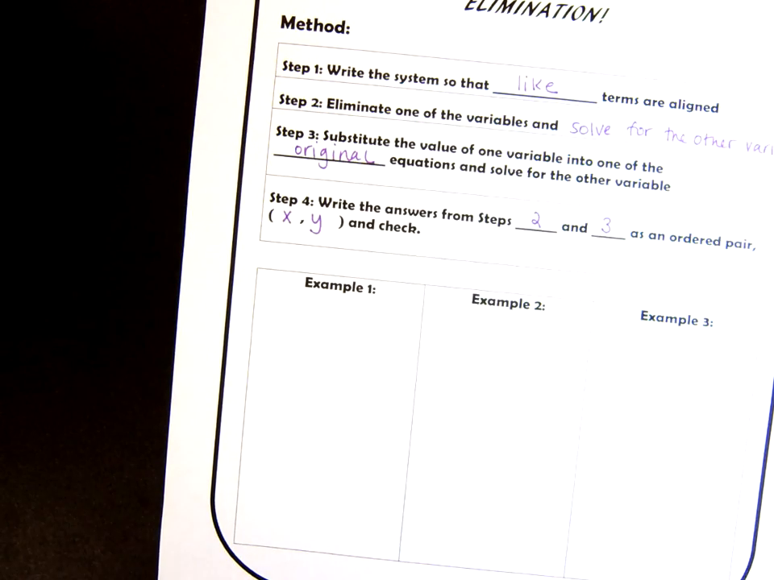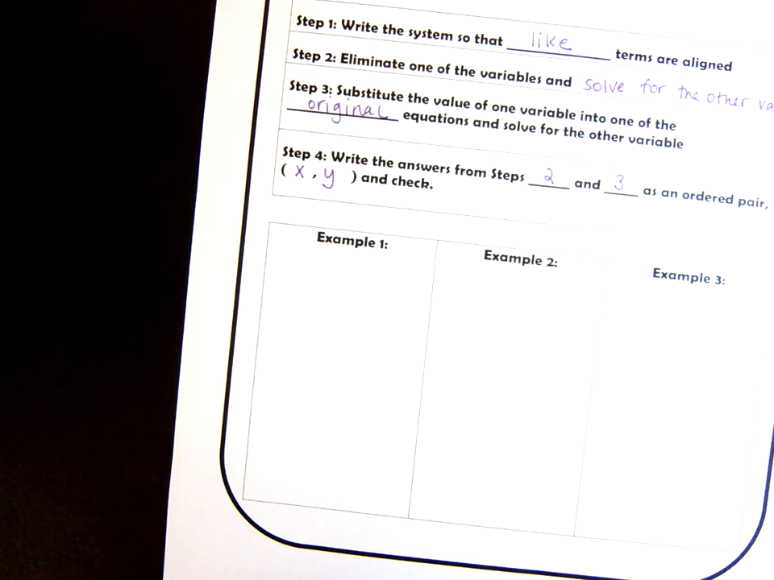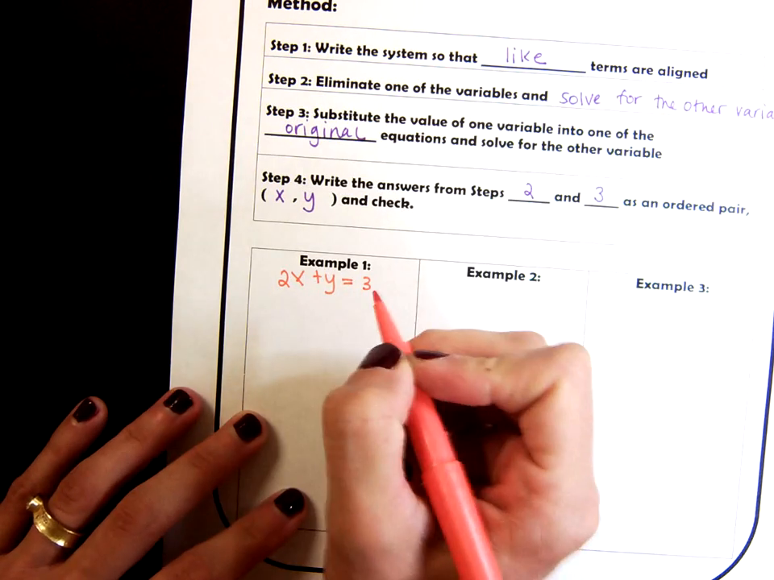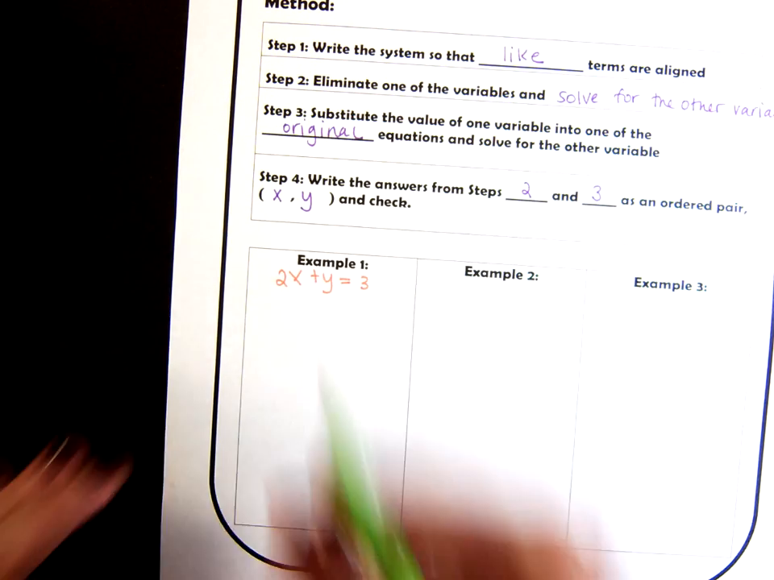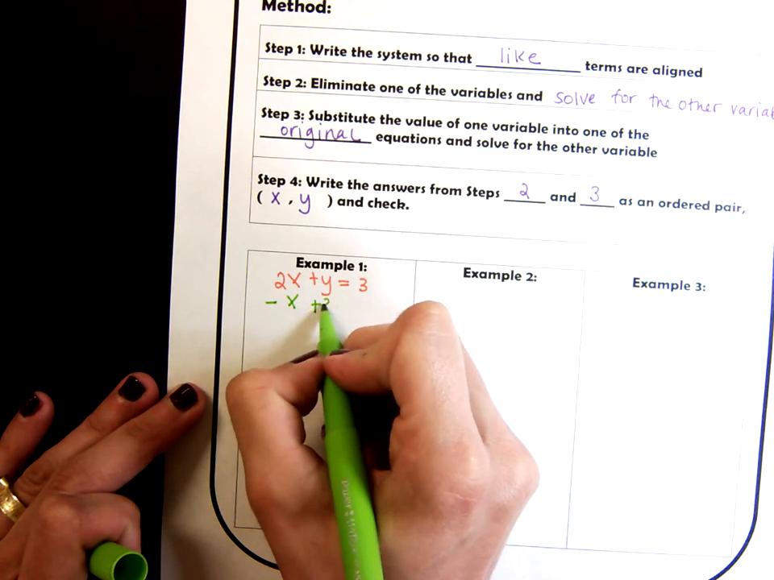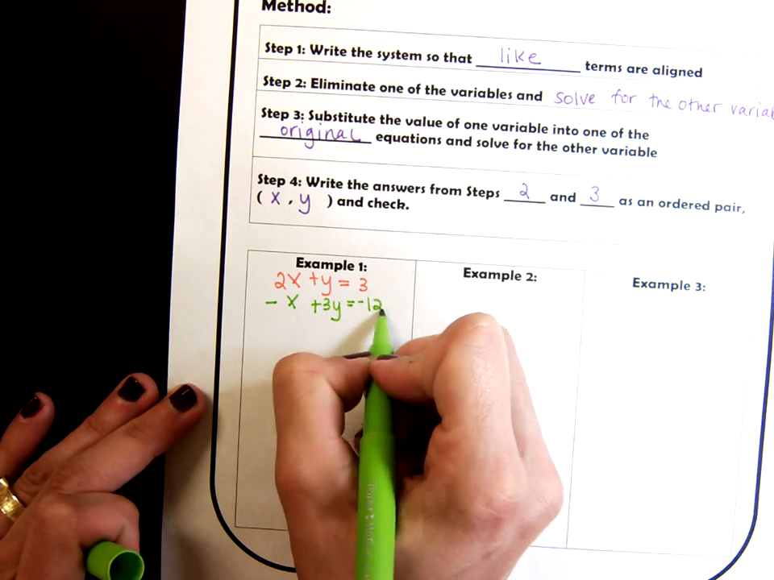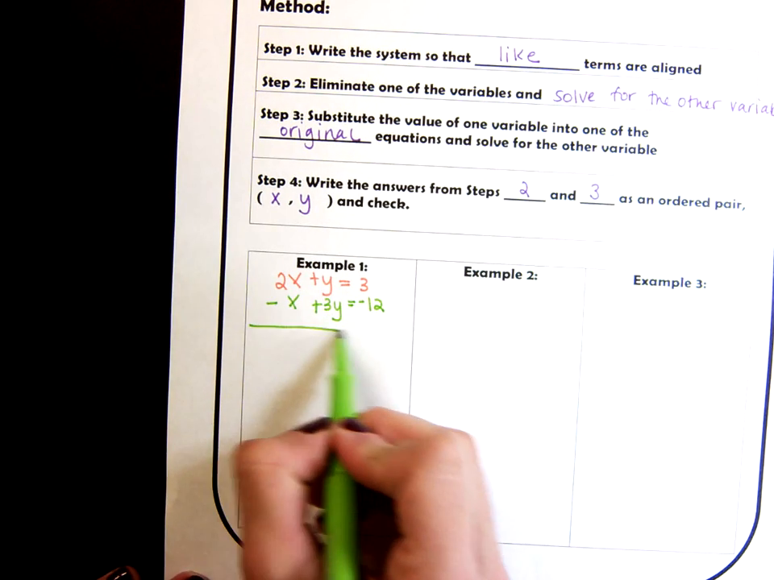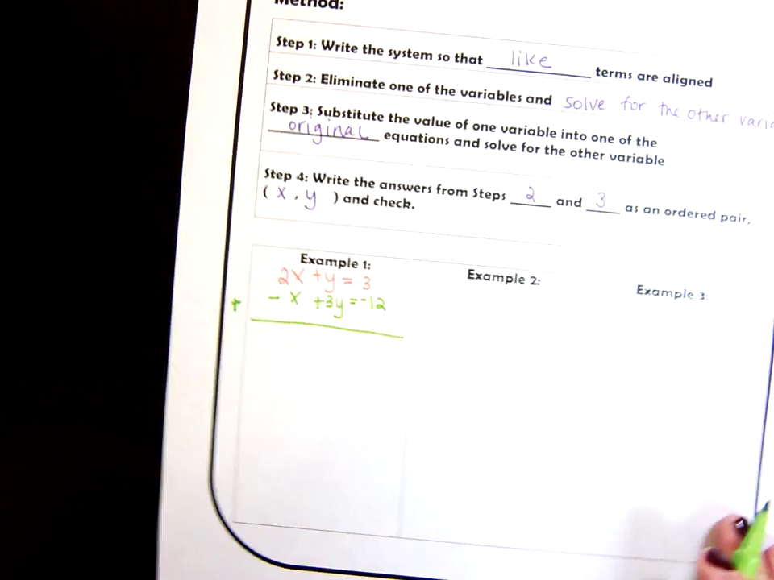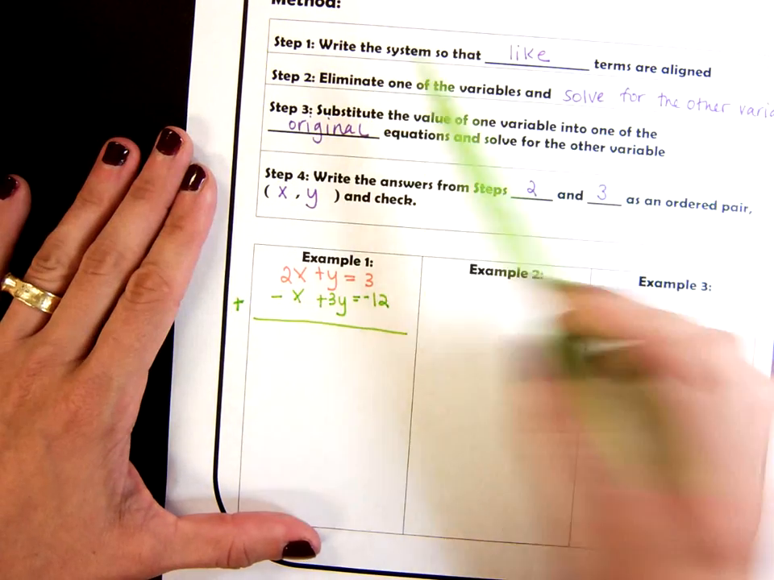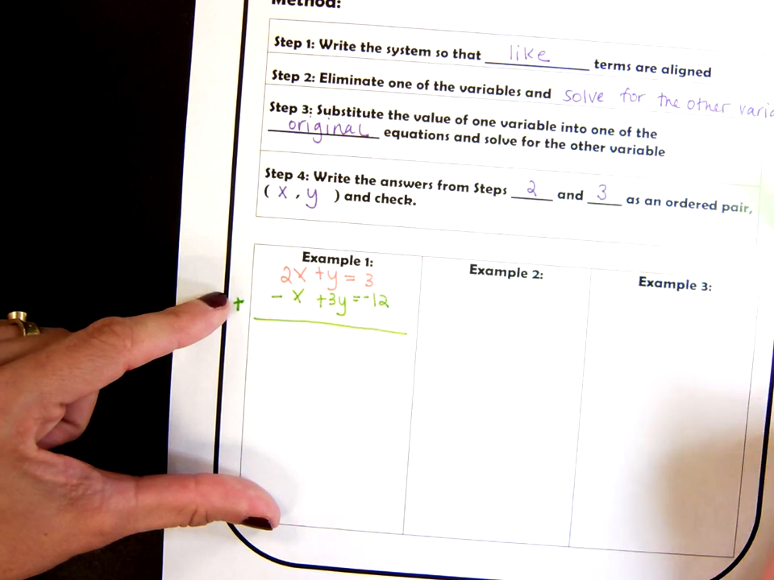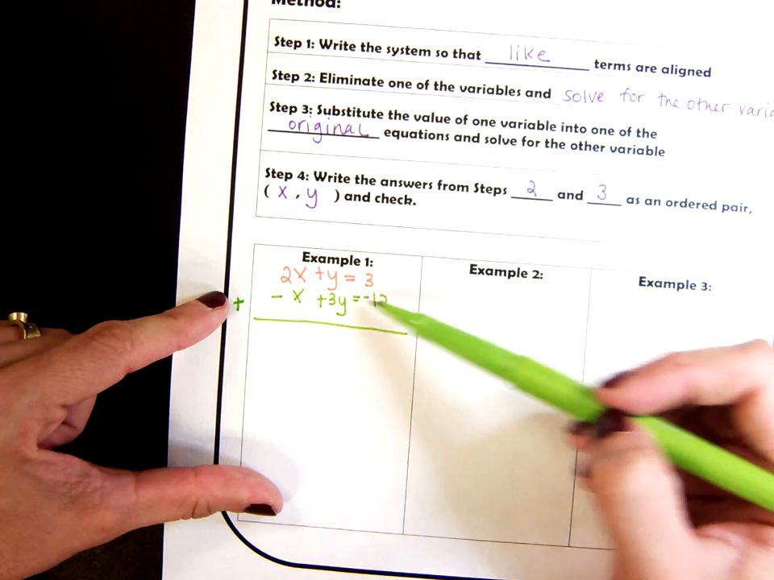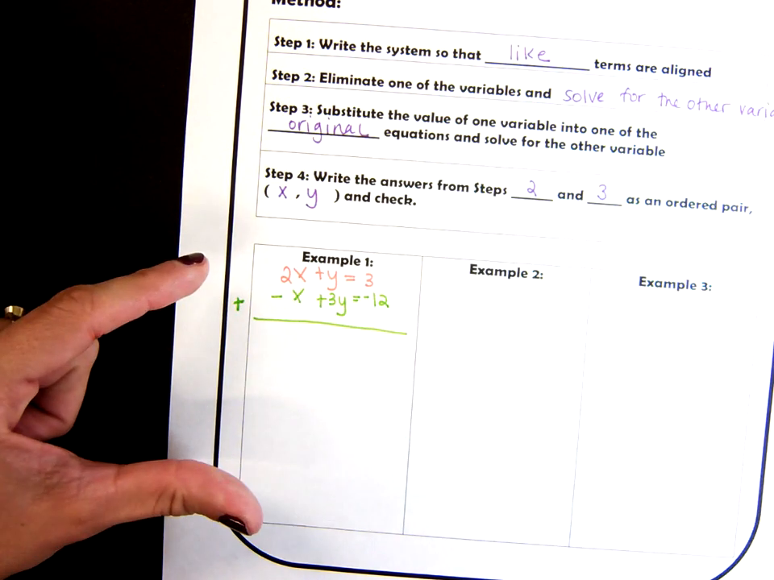Okay, so let's do a couple examples together. I've got 2x plus y is equal to 3, and my other equation, I'm going to make it in green, is negative x plus 3y is equal to negative 12. The first thing we're going to be doing is adding these equations together. First, we need to make sure that our like terms are aligned. Our x's are all in line, our y's are in line, and on the other side of the equal sign we just have numeric values. That's okay, so everything's good.